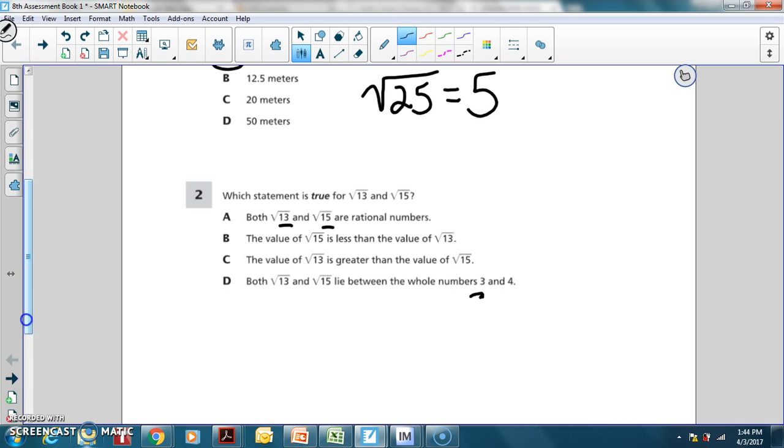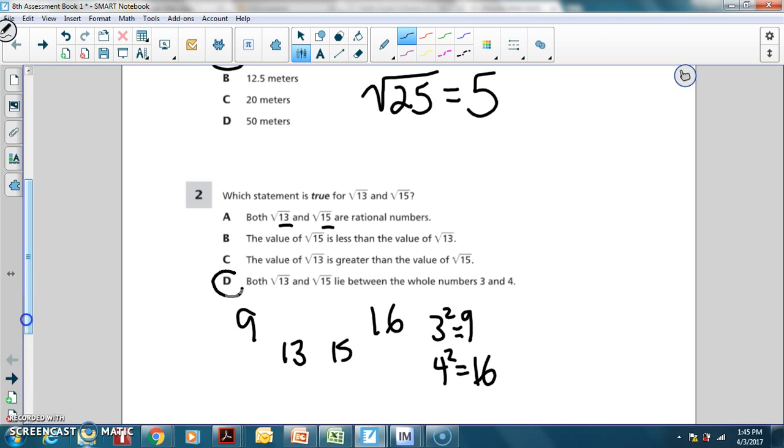The value of the square root of 15 is less than the value of the square root of 13. That's not true. And the value of the square root of 13 is greater than the value of the square root of 15. That's not true either. Both square root of 13 and square root of 15 lie between the whole numbers 3 and 4. Well, 3 squared is 9, 4 squared is 16, and 13 and 15 lie between 9 and 16. So that is the true statement.